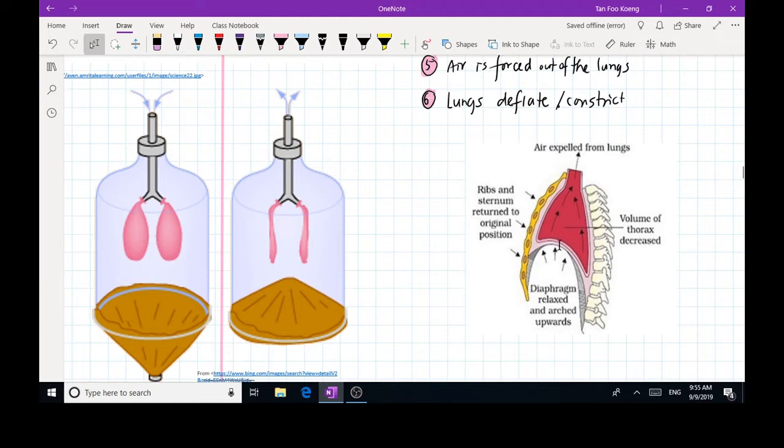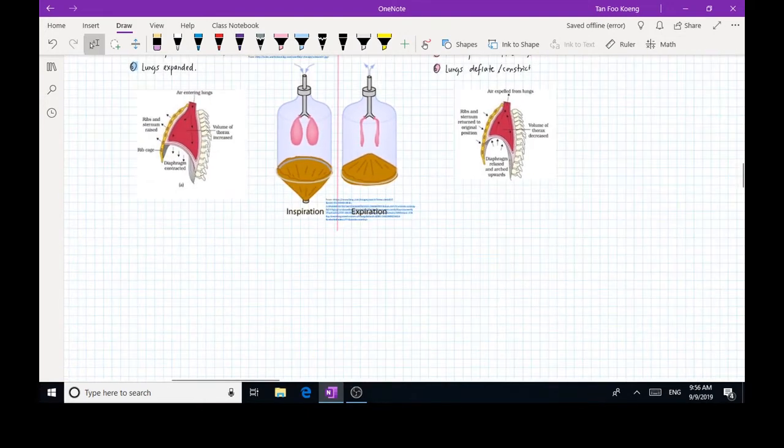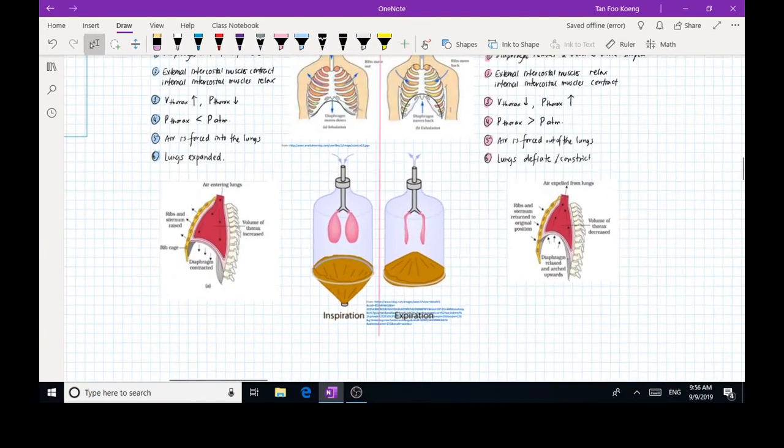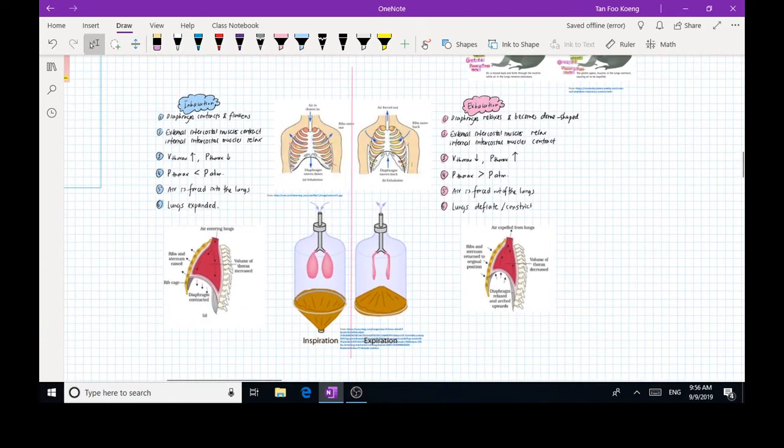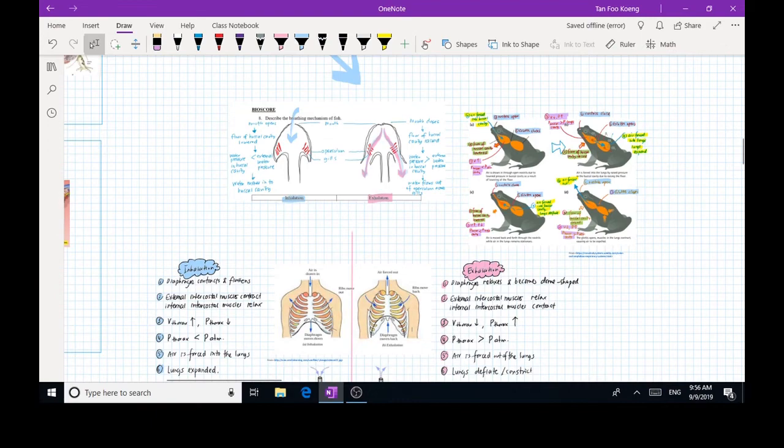Now, when the diaphragm relaxes, it arches up, causing the volume here to decrease, and as a result the pressure here is greater than the external atmospheric pressure. So as a result, air is forced out. This time the rib cage will then move downwards and inwards. Alright, so this is about the breathing mechanisms in humans.